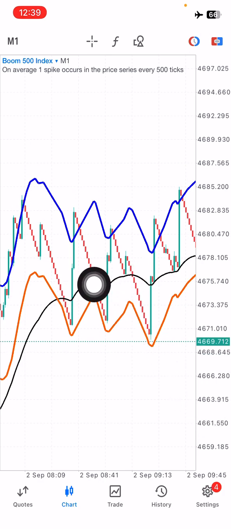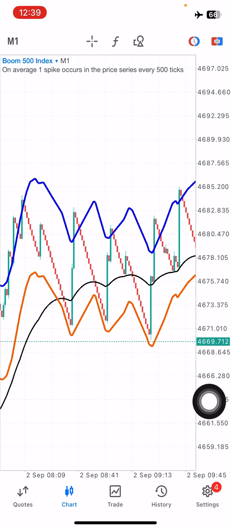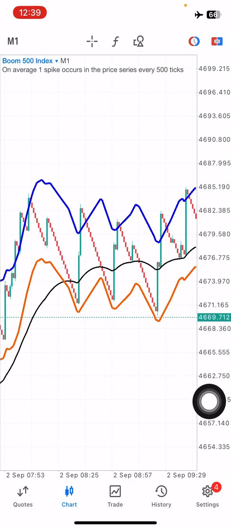So don't really worry so much about the black one, because the black one is only here for us to know the actual direction of the market. Like I explained, you go on a higher time frame in order for you to know the actual direction of the market.